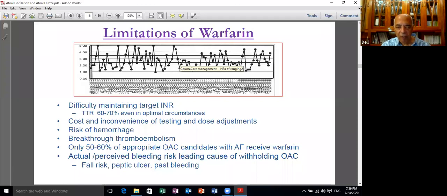Big problem for warfarin. If you give an overdose, then the patient is at risk of hemorrhage with the INR above 3. If the patient is undercoagulated, he is at risk of thromboembolism. And as a result of that, only a small number of patients are actually taking warfarin because of the fluctuating effect of warfarin and its interaction with drugs and even food.